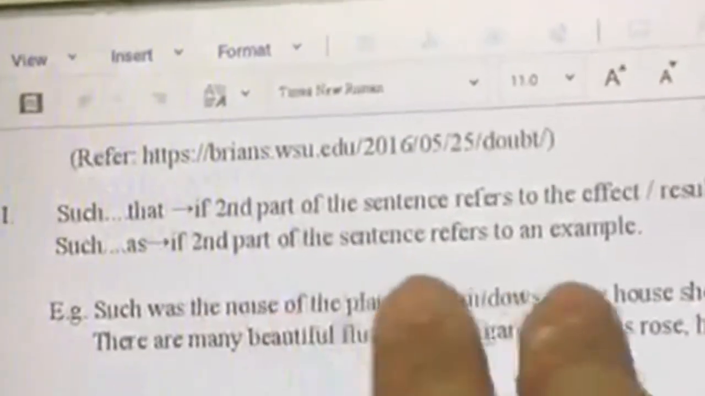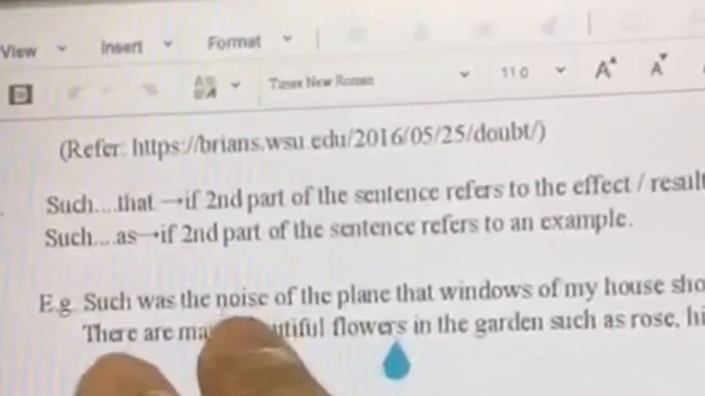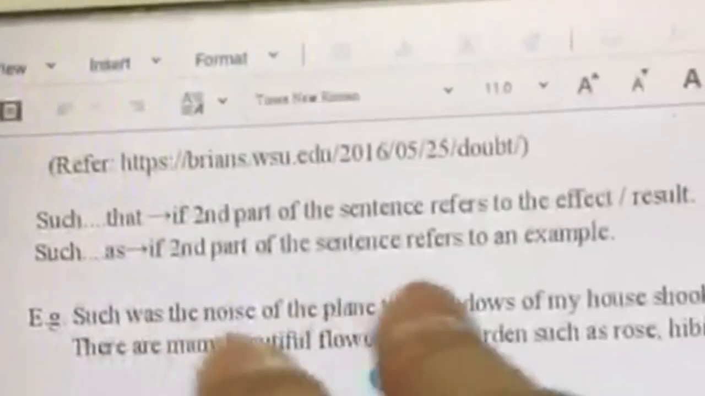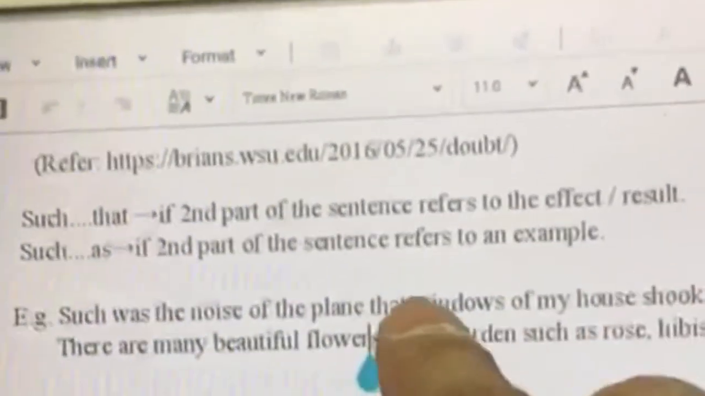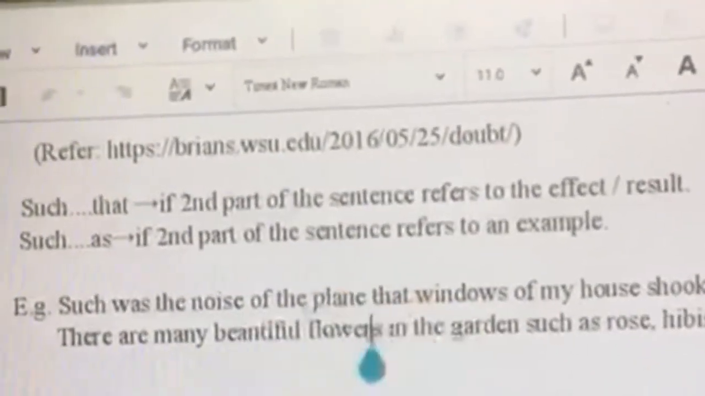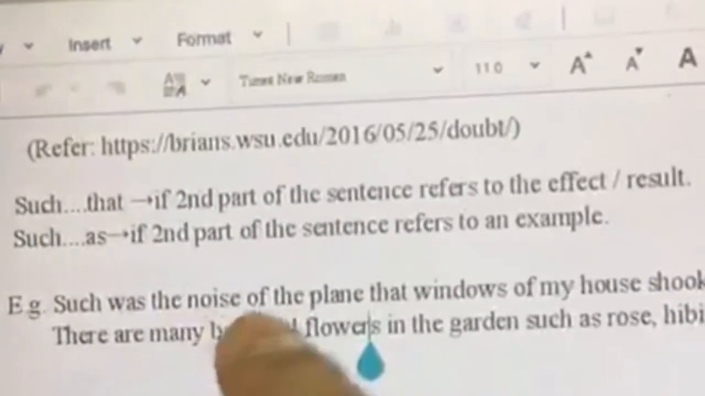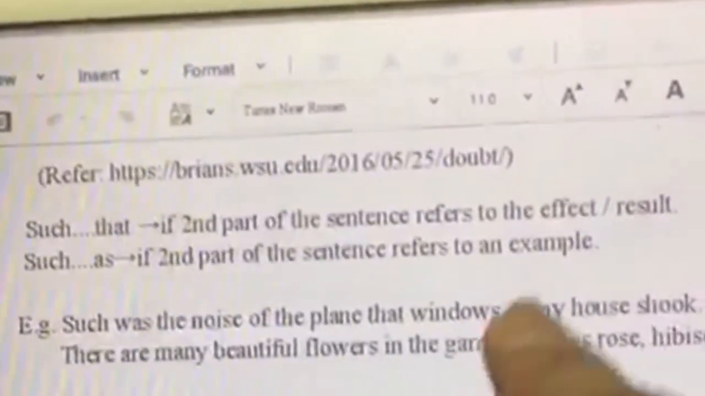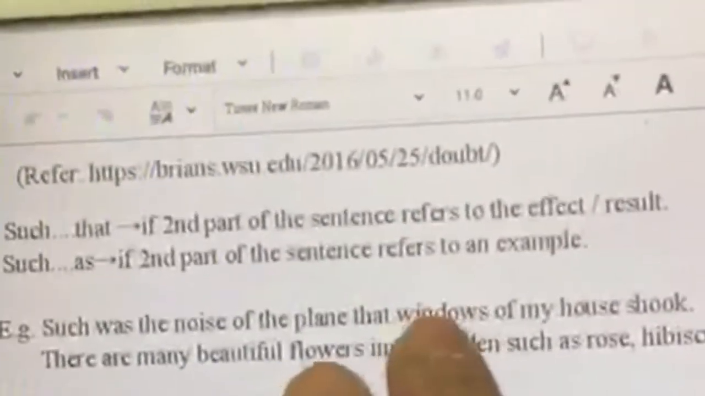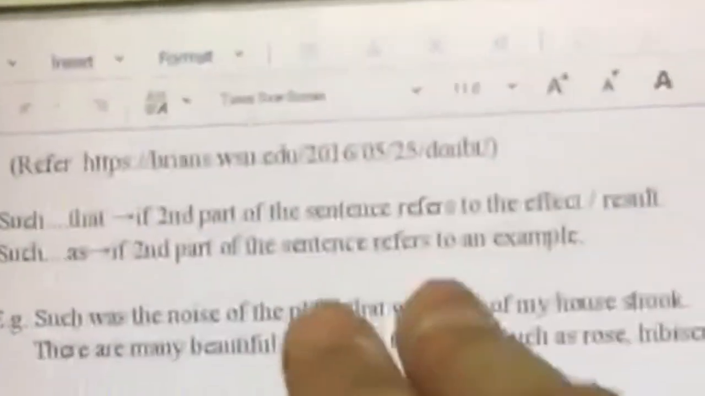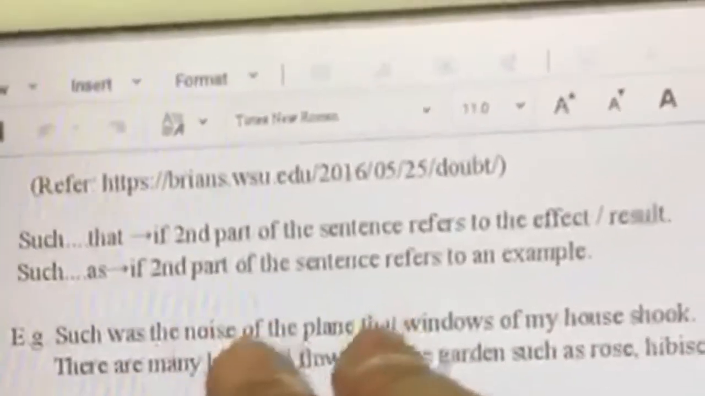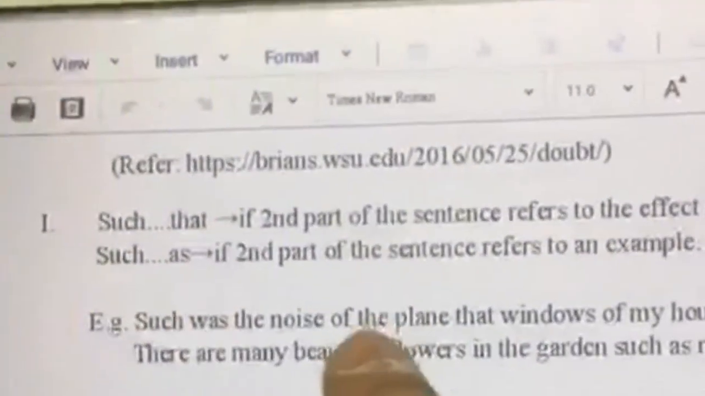Here we are talking about cause and effect. What am I trying to say? I'm trying to say that the noise of the plane was so loud that the windows of my house shook. Please add a the before the windows. Sorry, I missed it. So the noise was so loud, was so great that the windows of my house shook. So in the second part of the sentence, I'm talking about a cause or an effect of the noise. So I have to use such that.